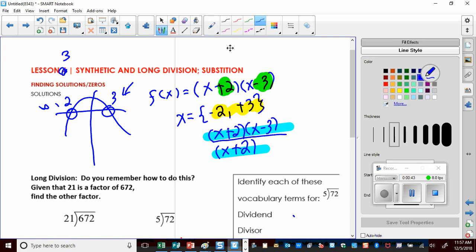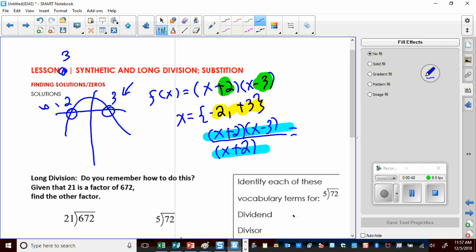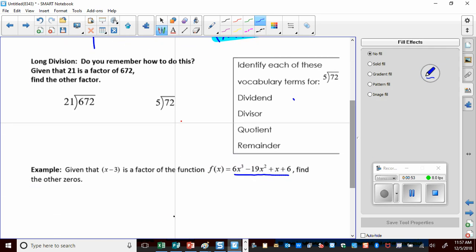So that means essentially if I had x plus 2 times the quantity of x minus 3, and I divided it by x plus 2, I would get x minus 3. So we're using one factor to find another factor. But first, let's go back a little bit to grade 3, elementary, where we were doing long division. When you do long division, you look at the numbers, and you look at this number here. It's called a divisor.